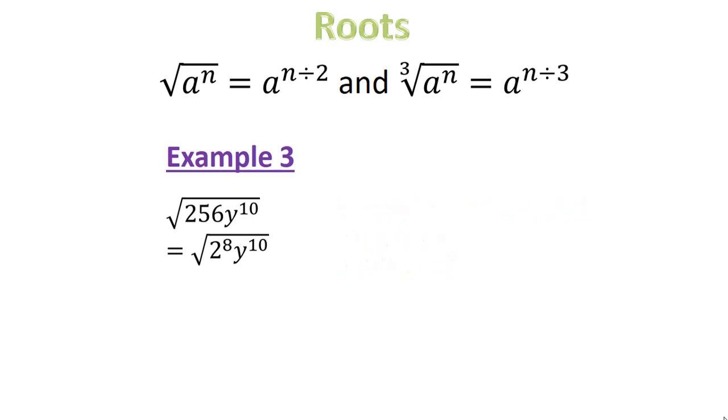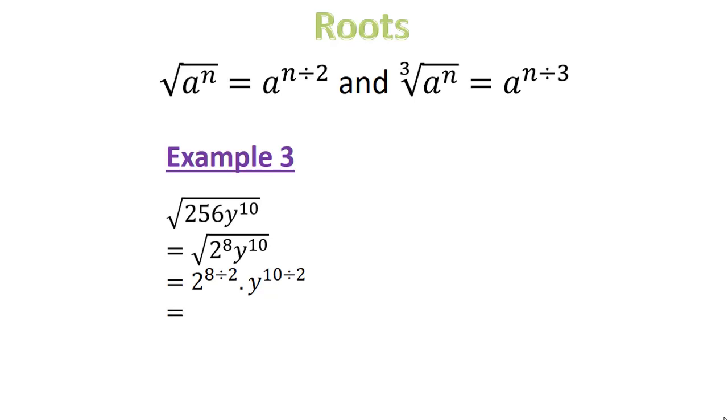Now, we work the same way as we've done previously. This gives us 2 to the power of 8, it's a root, so it's divided, and it's a square root, so it's divided by 2, times y, which has an exponent of 10, it's a root, so it's divide, and it's a square root, so it's divided by 2.